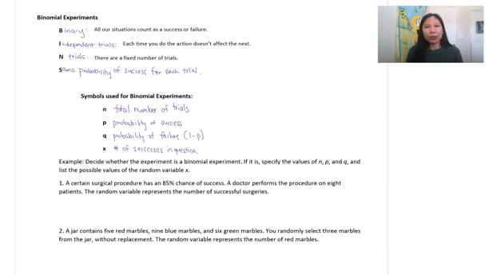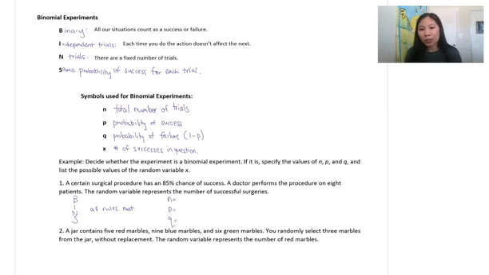And then the third rule that we need to make sure that we have is that there are a fixed number of trials in this problem. So the total number of times we're doing something here is 8. It says a doctor performs the procedure on 8 patients. So we're looking at a total of 8 surgeries, and that's it. No more, no less. So because it meets all 4 rules of a binomial experiment, this is binomial.